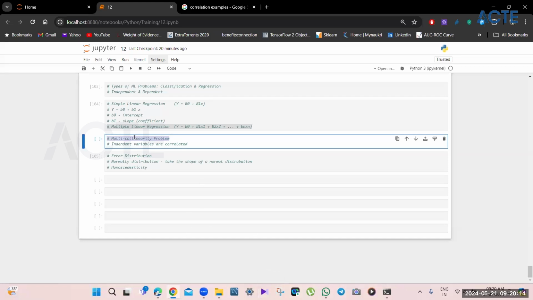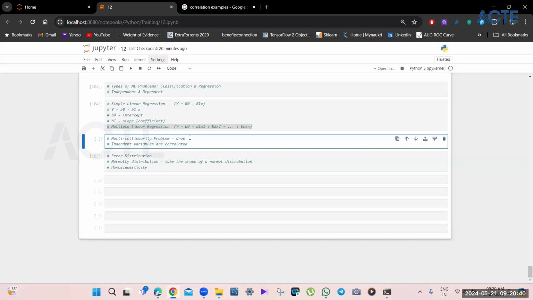So that is an issue which is known as multi-collinearity. In that case, there are two options. Either we have to drop the variable. That is the first thing. Like if x1 and x2 are correlated, we have to drop one of the variables. Otherwise, this whole multiple linear regression equation will be completely wrong.